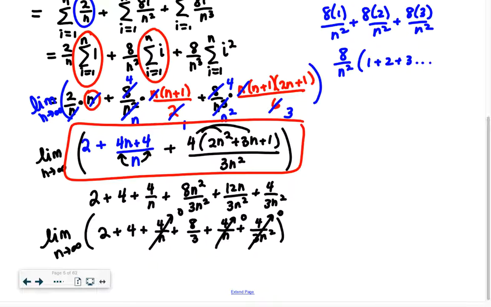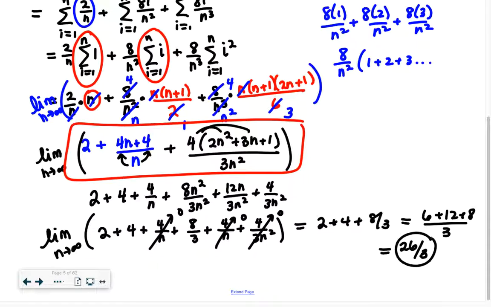So we end up getting 2 plus 4 plus 8 thirds. If I put them all over 3, so 6 plus 12 plus 8 over 3, that's 26 thirds. So that's my answer. Look at 3, it looks kind of like an 8. 26 thirds. Okay, so that was an area that we just found, but I didn't really tell you what we were finding the area of. So now let's try an area one.